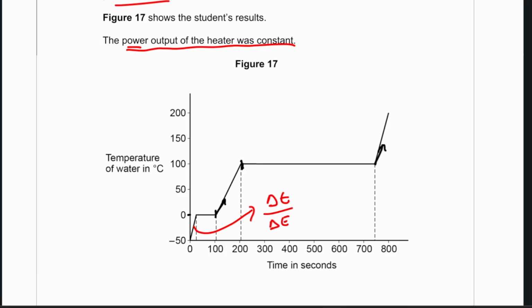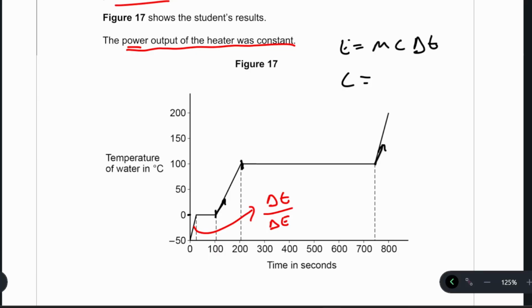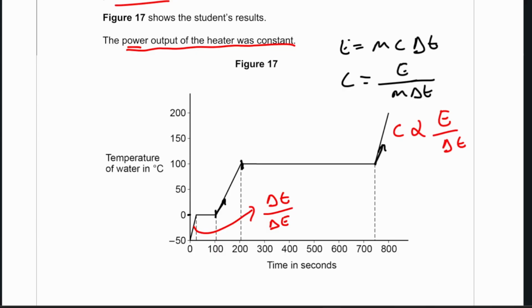So then we can look at the formula for the specific heat capacity, and you might know it in this form where E equals mc delta T, and we rearrange for specific heat capacity c, that is equal to E over m delta T. And essentially the m is constant, so what we can say is that c is proportional to E over delta T, which looks very similar to our gradient over here, but you can see it's just basically the reciprocal. So what we'd say is that the specific heat capacity is proportional to E over delta T, or is proportional to 1 over the gradient.